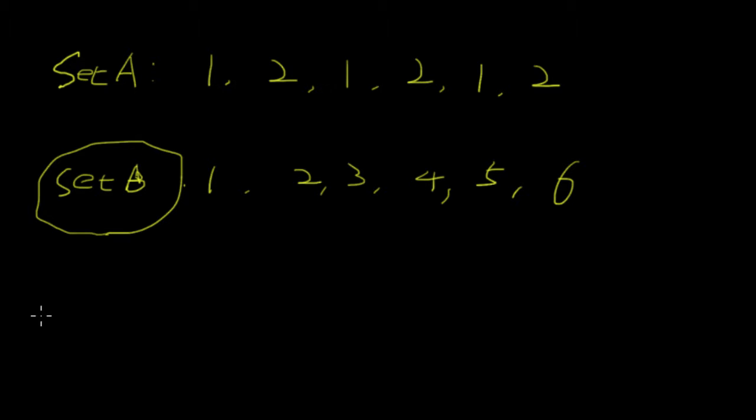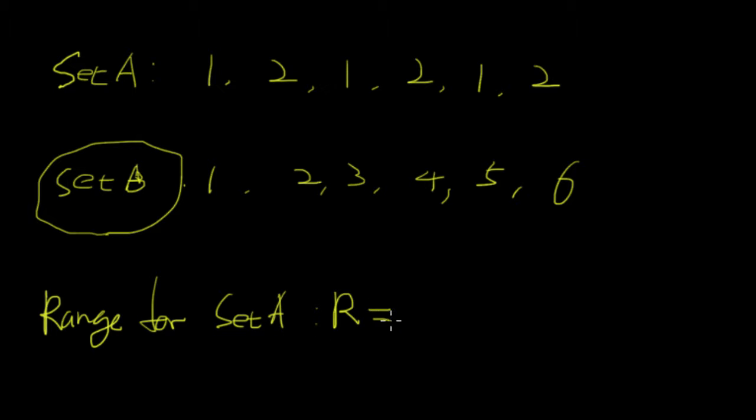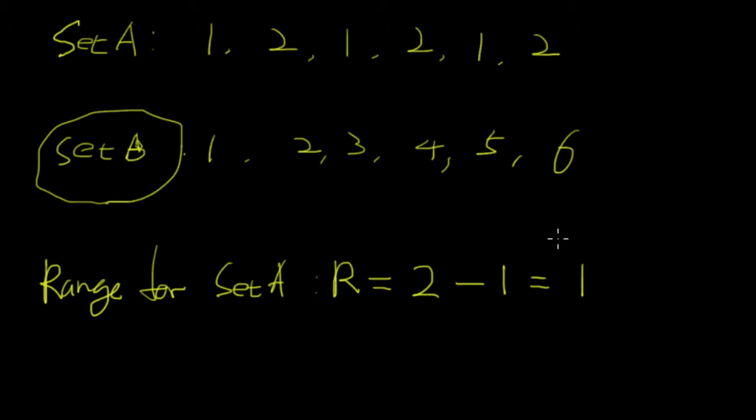The range for set A would be what? We use R for range. You find the highest value. There's only 1 and 2, so the highest value would be 2. And you subtract the lowest value, which is 1. 2 minus 1 is just 1. That's the range for set A.